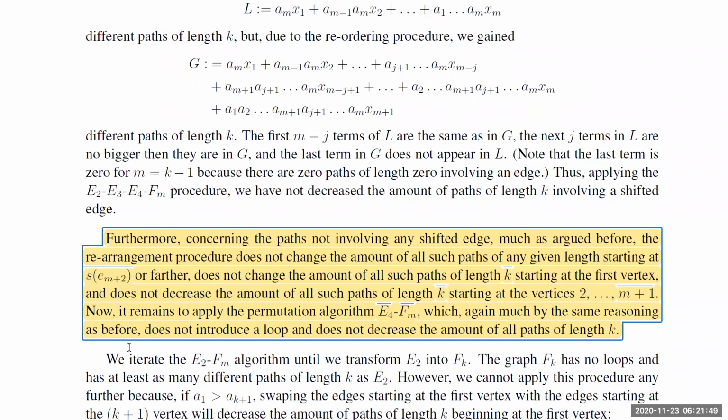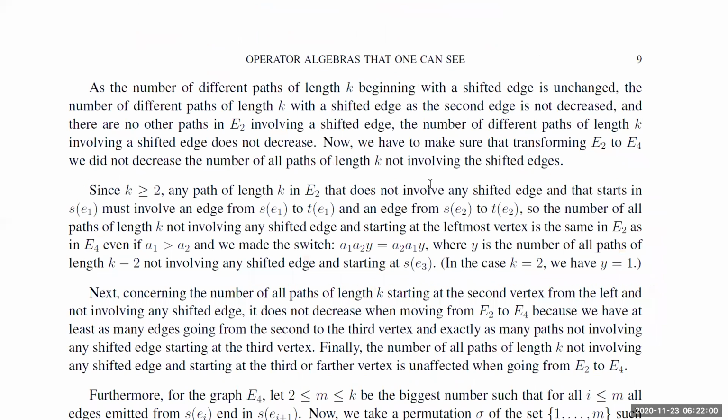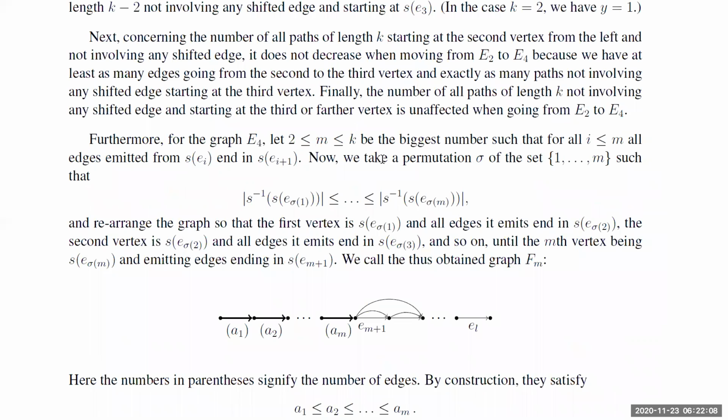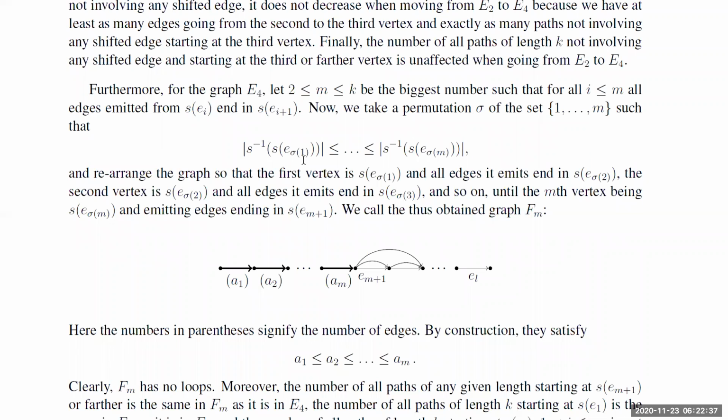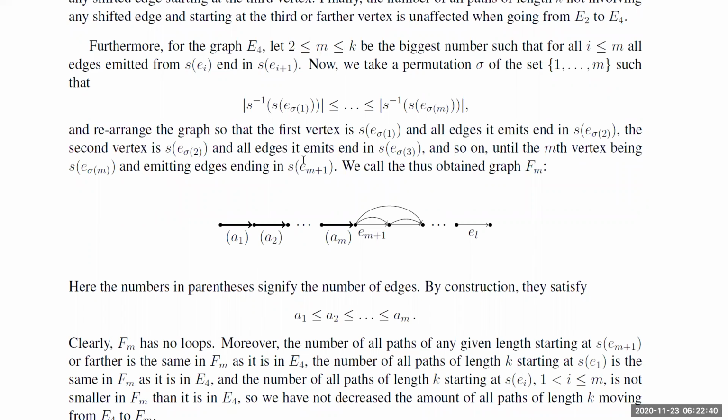Well, now to finish the reasoning, it remains to apply this permutation algorithm E4 to FM, which, again, much by the same reasoning as before, I'm not going to repeat it, does not introduce a loop and does not decrease the amount of paths of length k. Remember, we had this, maybe I'll go back to it. This was this reasoning here, right? I'm not shifting any edges. I'm just looking at edges that are in the first part of my longest path, and I apply the permutation, which makes these numbers, counting the amount of edges emitted by a given vertex, a non-decreasing sequence. Yeah, so this is the procedure that I still have to apply to finish the algorithm.